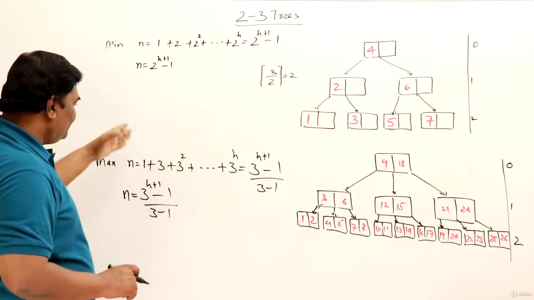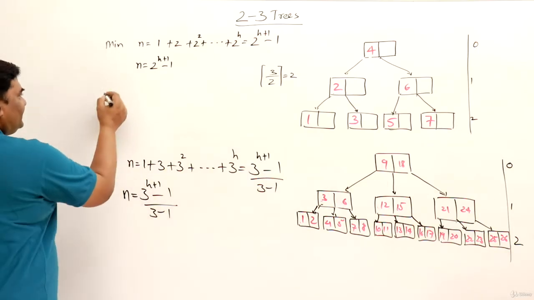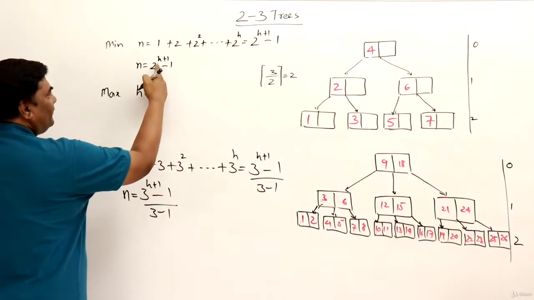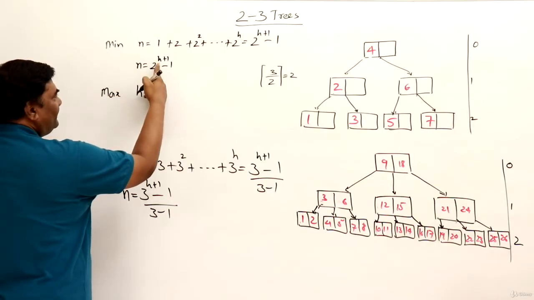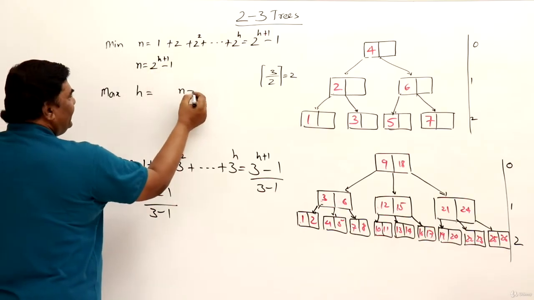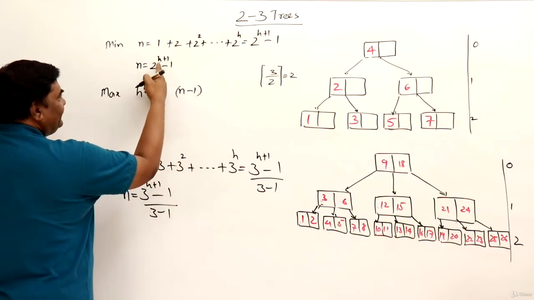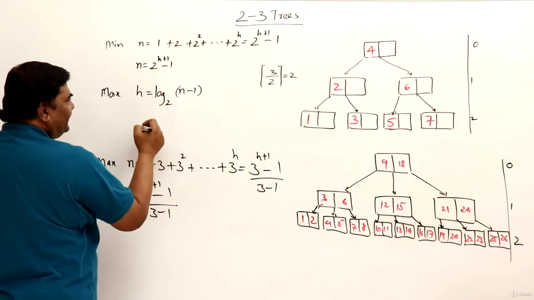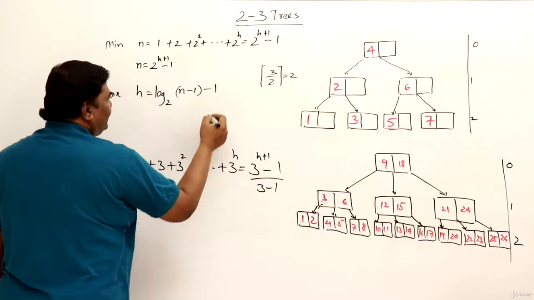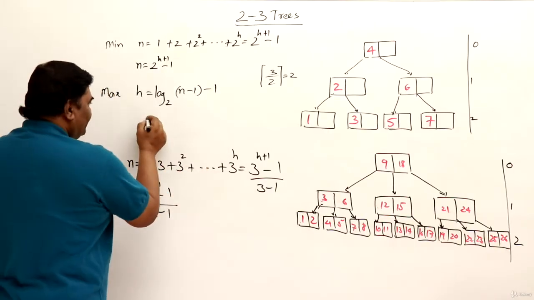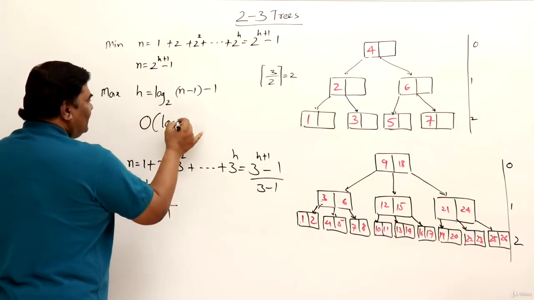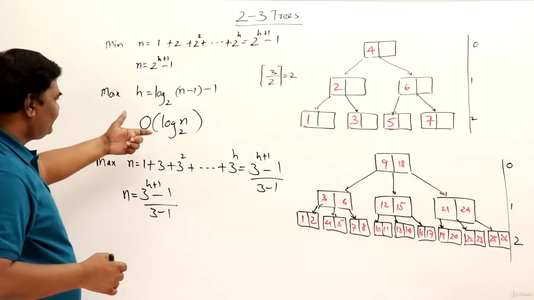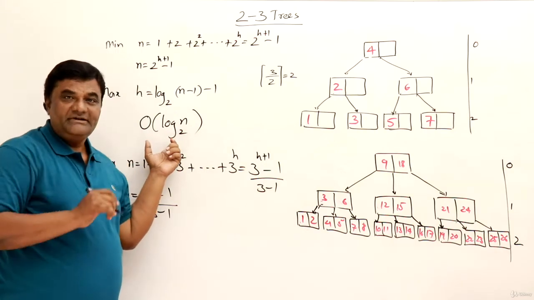Now, I have the minimum nodes and maximum nodes. Now, from this formula, I can find out maximum height. So, from this formula, if I convert, h equal to how much? Send this minus 1 here. So, this will be n minus 1. And bring this base 2 here. So, if you bring it here, it will be log base 2. And that plus 1 comes here, minus 1. So, this is logarithmic. So, big O of log n base 2, I can say. So, maximum height is asymptotically log n base 2.